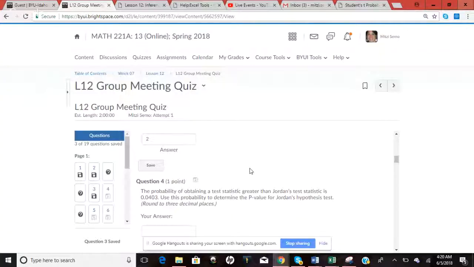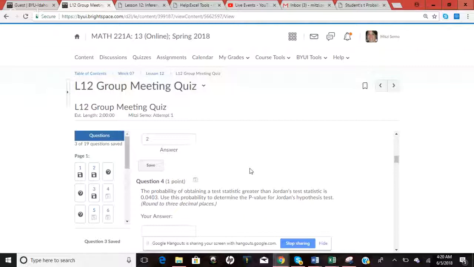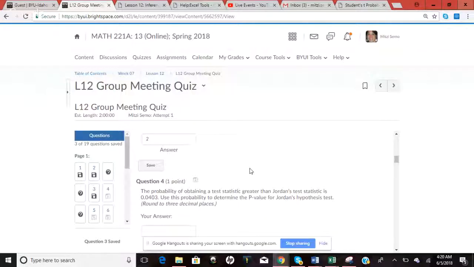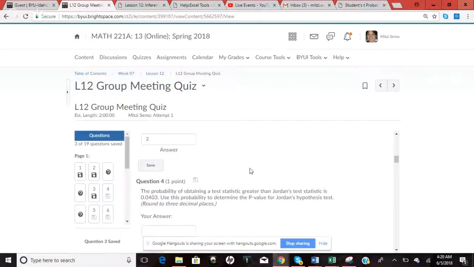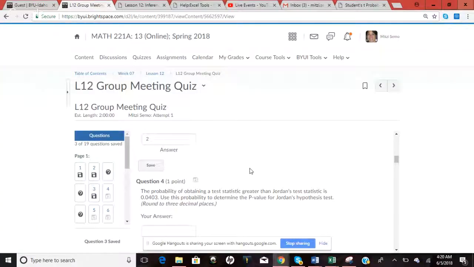Would you multiply the probability by 2? Say that again. If the test statistic is 2, then it's greater than Jordan's test. I don't think I just multiply Jordan's test statistic by the value of the test statistic. I don't know if that's fair. It's greater than, so you have to find out how much.